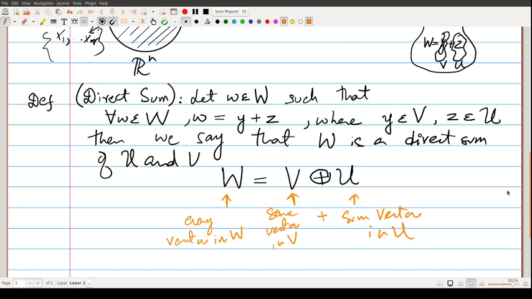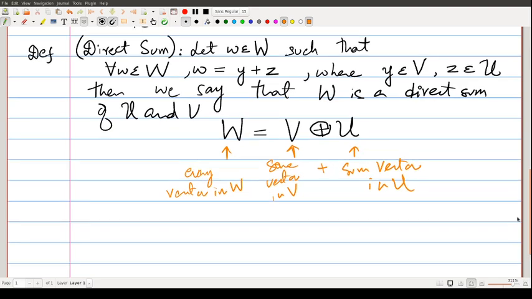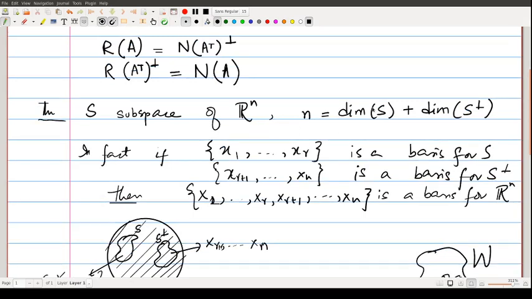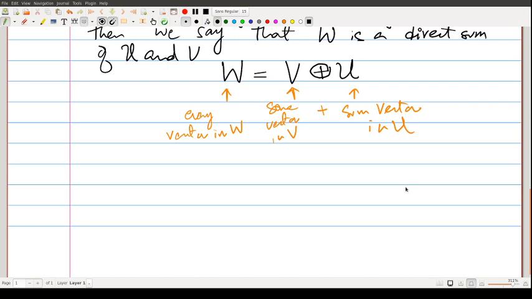And the reason we have this definition is to take this one step forward, the idea that we had previously, that the dimension of S and the dimension of the orthogonal complement of S add up to n. This gives us a sense that if we combine these two subspaces, then we will get the entire n-dimensional real space. And that's exactly what we have.